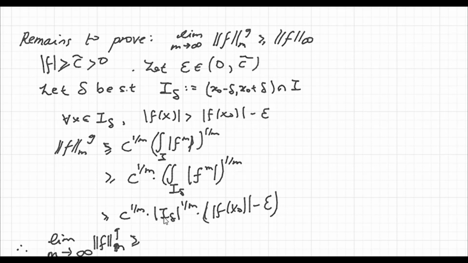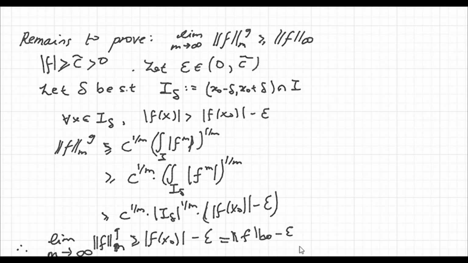So this is a strictly positive number. Raise it to the power of 1 over m, it's going to tend to 1. So 1 times this thing here, and this guy here is independent of m. So this is bigger than or equal to f of x naught minus epsilon. So we get the limit as m goes to infinity of the norm of f is bigger than or equal to the sup of f minus epsilon.